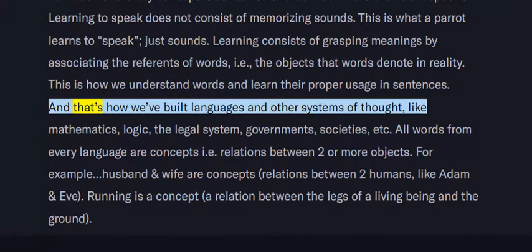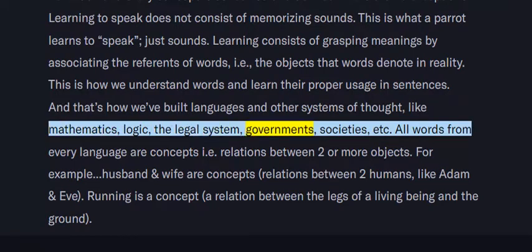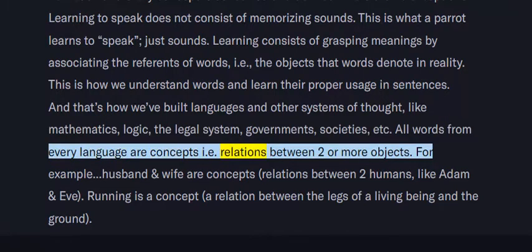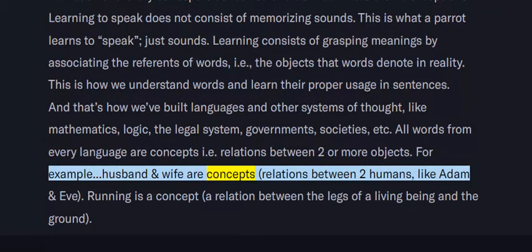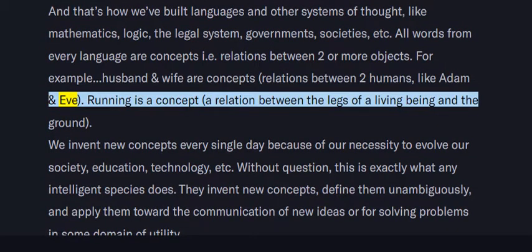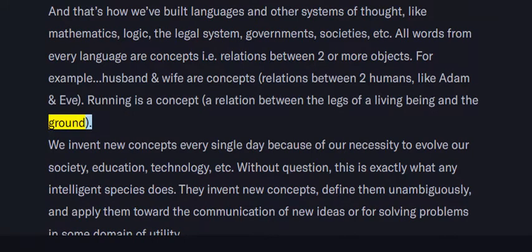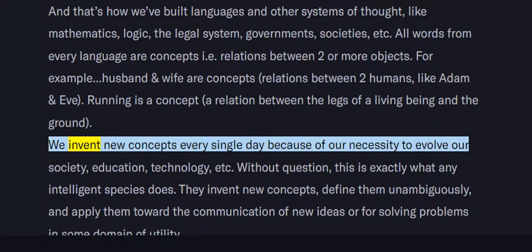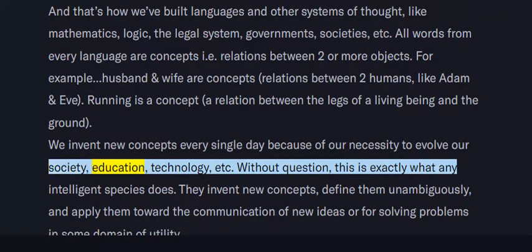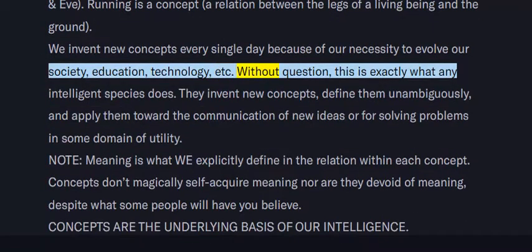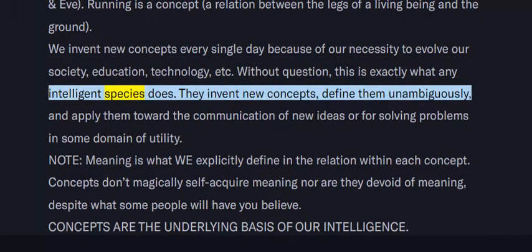And that's how we built languages and other systems of thought, like mathematics, logic, the legal system, governments, societies, etc. All words from every language are concepts, i.e., relations between two or more objects. For example, husband and wife are concepts, relations between two humans, like Adam and Eve. Running is a concept, a relation between the legs of a living being and the ground. We invent new concepts every single day because of our necessity to evolve our society, education, technology, etc. Without question, this is exactly what any intelligent species does.